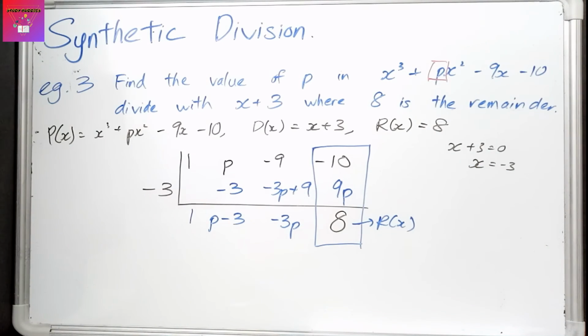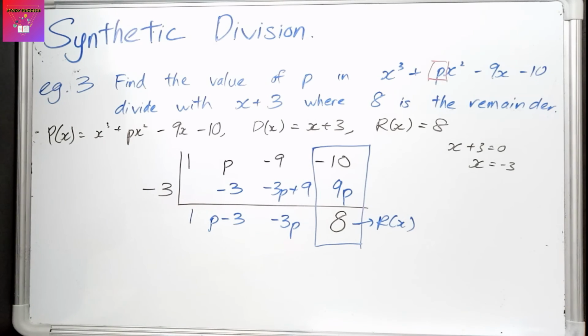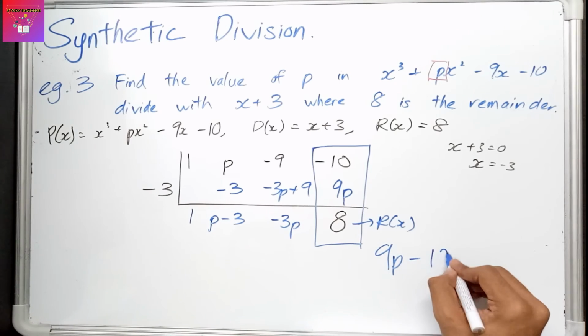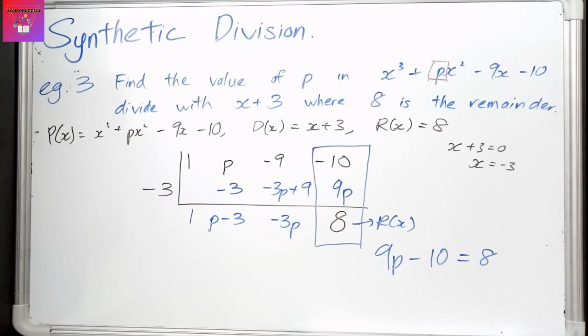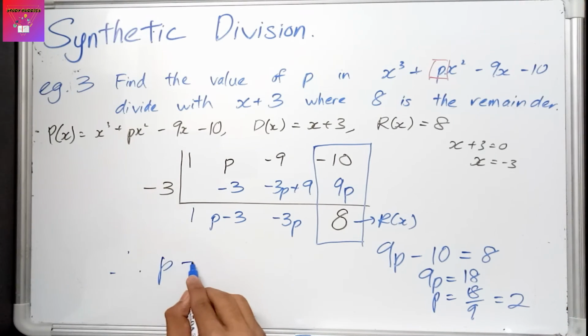So this is the method which we are going to use to find out p. We take 9p minus 10 equals 8. Bring the negative 10 to the right hand side. It's going to be 9p equals 18. Therefore p equals 18 over 9, where we are going to get 2. So the answer for this question is p equals 2.